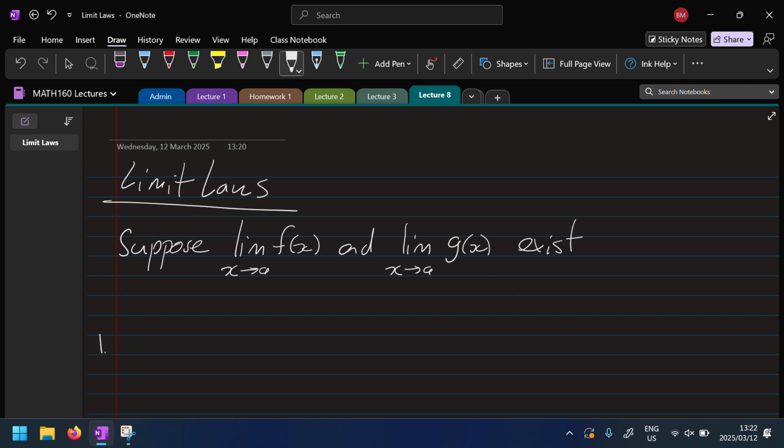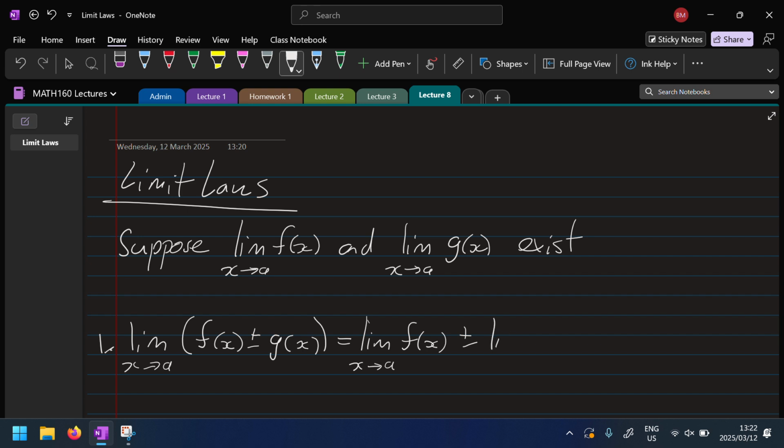Okay, so number one, the first limit law. If we have the limit as x goes to a of f of x plus or minus g of x, then this is the limit as x goes to a of f of x plus or minus the limit as x goes to a of g of x. So the limits can distribute over the plus or minus. So if we have the sum of two functions where the limit exists for each of them, then we can do the limits individually and then add the results.